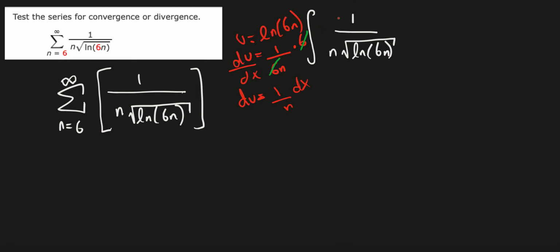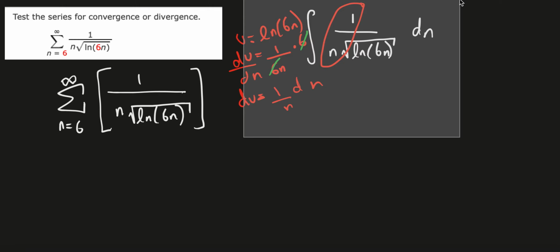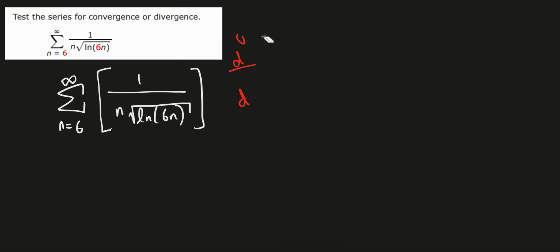I should have said n instead of x here, so that's why I was confused. So this is dn, and du is 1 over n dn. We have this, and we're supposed to add a dn here. And so yes, this is going to work. What I'll do is instead of using the n's, I'll use x's for the integration. So instead of 1 over n, I'll write 1 over x times the square root of the natural log of 6x. This is not going to make a difference.